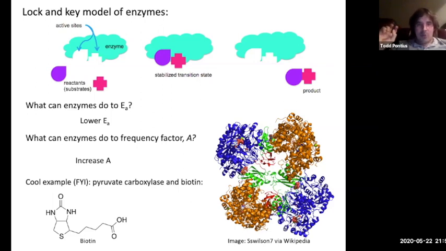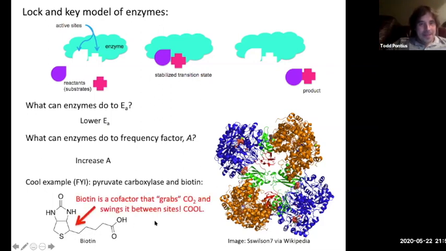A really cool example here: we have pyruvate carboxylase and biotin. Biotin is an important nutrient, and you can find it in eggs and other things. It basically acts like a chemical arm. You can see this long molecule here. It's called a cofactor because it helps coordinate with this enzyme. It grabs CO2 and swings it from one side of the molecule to another. It's like an arm that grabs onto a molecule and transports it. It's the perfect length to move things from one part of the enzyme to another. That's so cool, is it not?